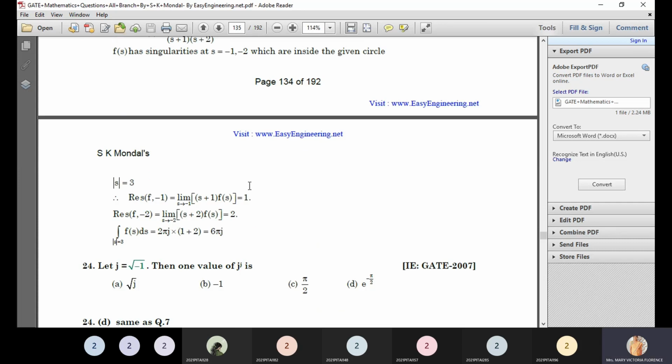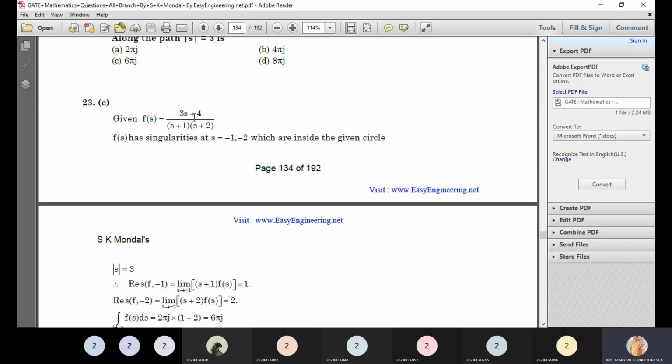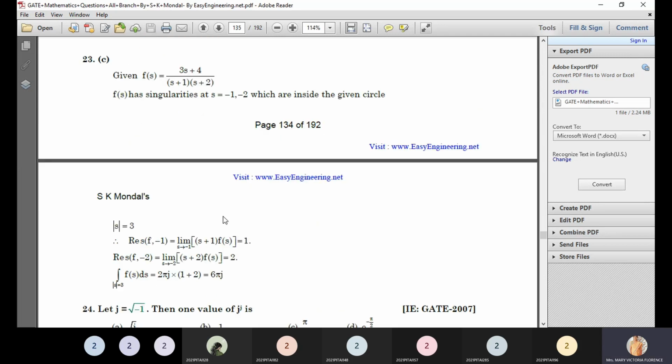So the formula is: residue formula is limit s tends to a, where a is the pole, minus 1, of (s plus 1) f(s). Here what is f(s)? (3s plus 4) by (s plus 1)(s plus 2). So substituting, s plus 1 will be cancelled, and we get (3s plus 4) by (s plus 2). Substituting s value minus 1, we will be getting the value 1.